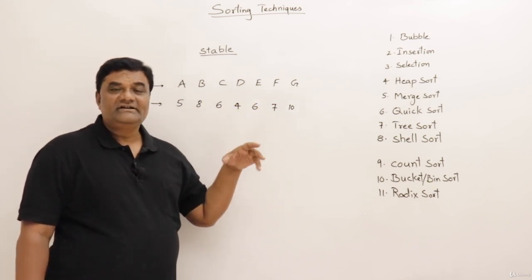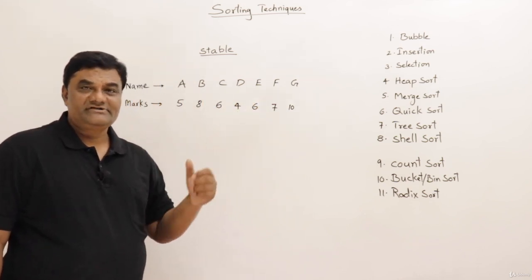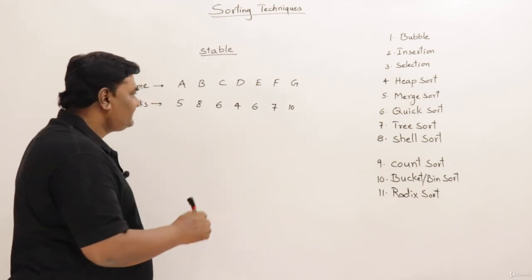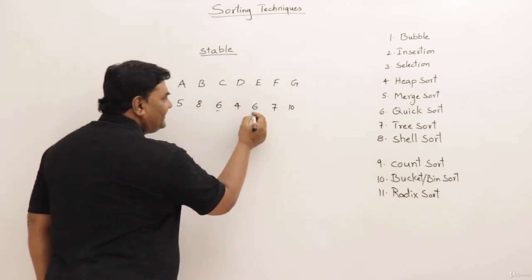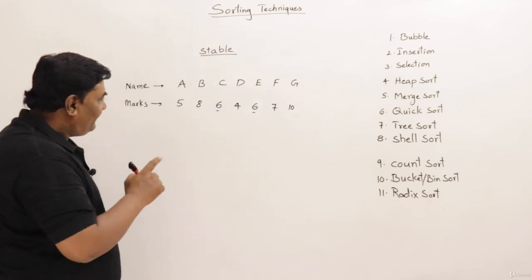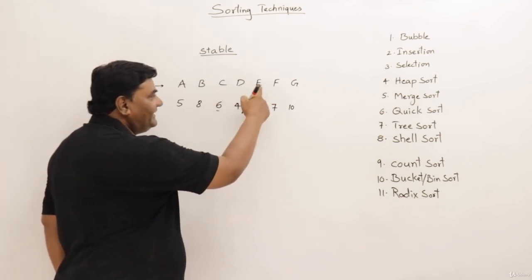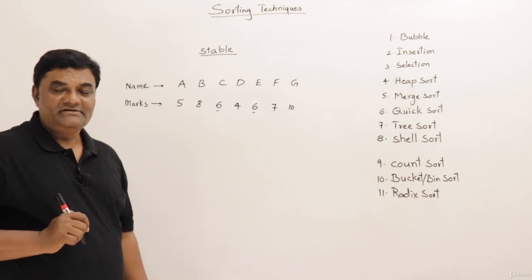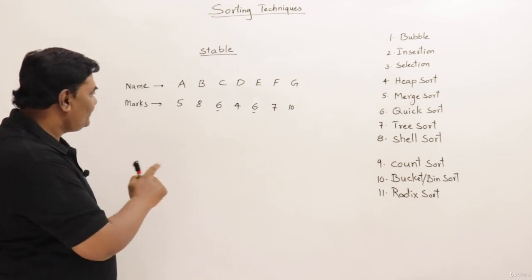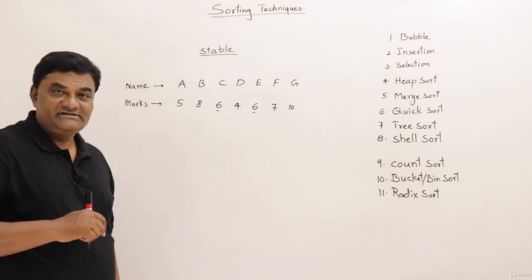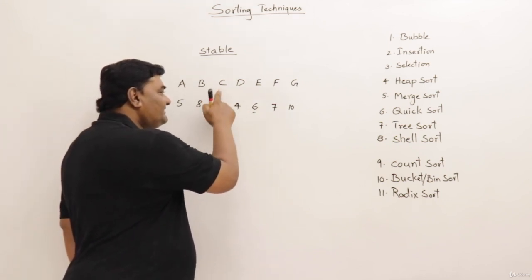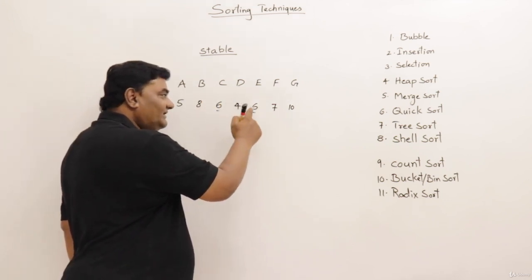Now this list is already sorted based on names. Now I want to sort based on marks. So if you look into the marks, two students are having the same marks. First is C, then next is E. So there are duplicate elements. When I sort this based on marks, what I want is their order should not change. That this 6 should come first, then this 6.